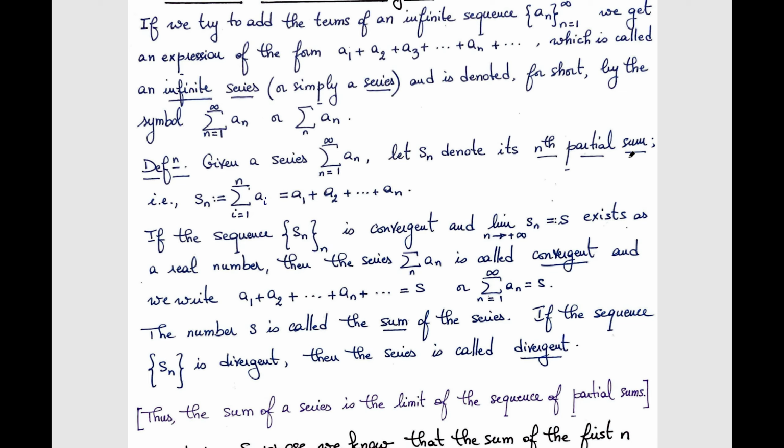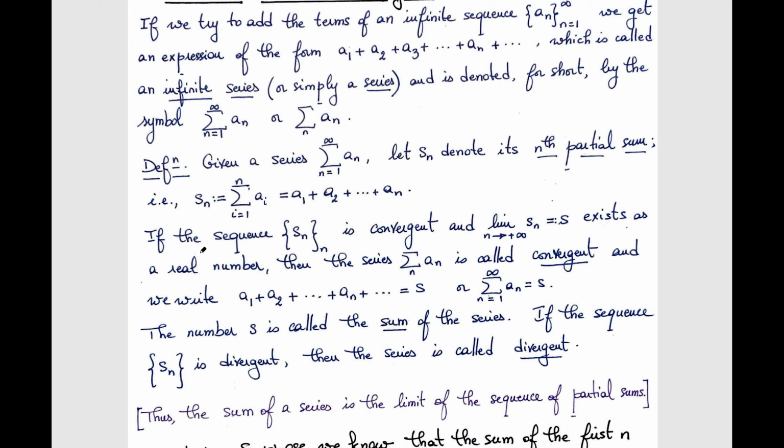So what's the first partial sum? It's S1. And what's S1? It's just a1, the first term. What's the second partial sum? It's S sub 2, which means the summation of a_i, where i goes from 1 to 2. So it's a1 plus a2. And so on and so forth. So the nth partial sum is the sum of the first n terms of the series.